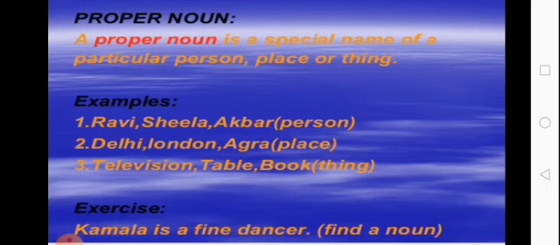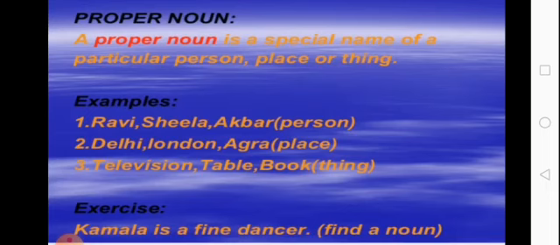Proper noun. A proper noun is a special name of a particular person, place or thing. Proper means it gives more importance to something. It means that this thing is having some more importance. It's special. For example, Ravi, Shahla, Akbar. These are names of proper persons. Clear? Delhi, London, Agra. These are names of special or particular places.